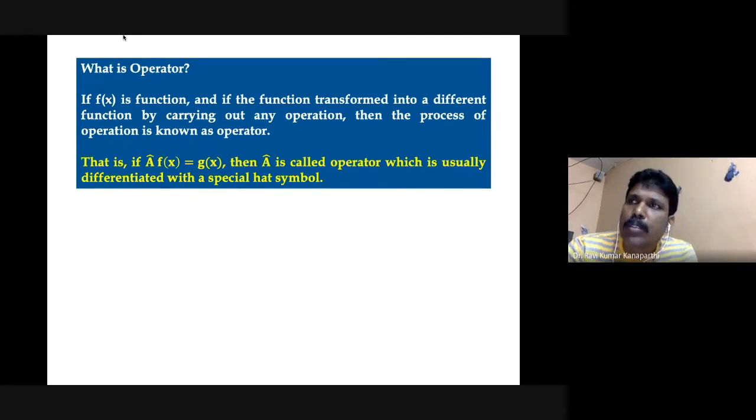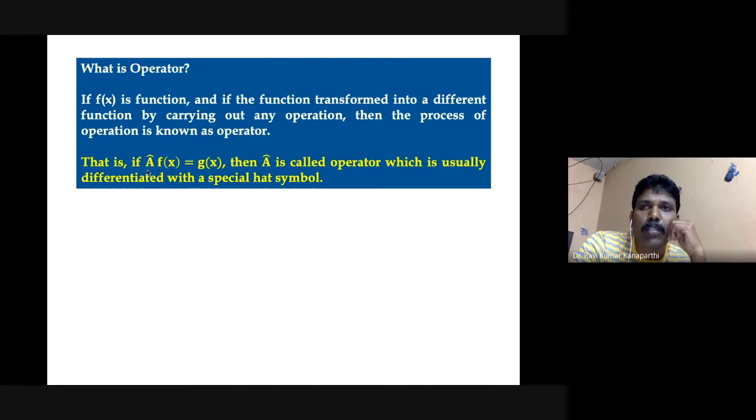Okay, so the process that you carry out on the function, the initial function, is what we call an operator. What we do on a function is referred to as the operator. You can see here, let's say you have f of x, and then there is a one here, right?